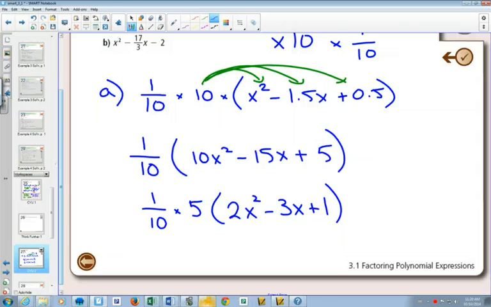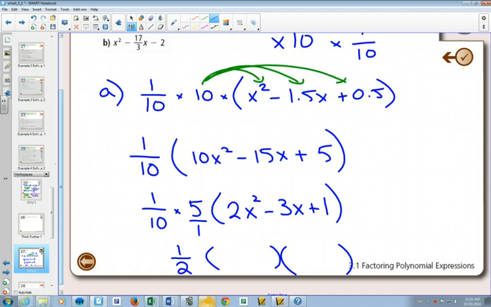How do I multiply 1/10 times 5? How do I multiply fractions? Do you need a common denominator? No. Make 5 over 1. Multiply the tops, multiply the bottoms. You see that I'll get 5 over 10? Yeah. 5 over 10 can be reduced to 1 over 2. I'll do that right away. 1 over 2. And now I'm going to attempt to factor the trinomial.